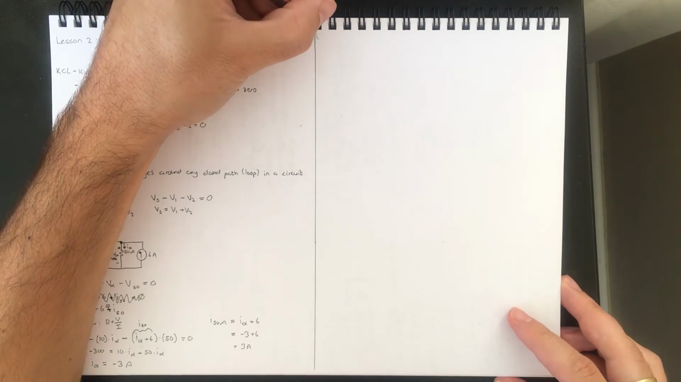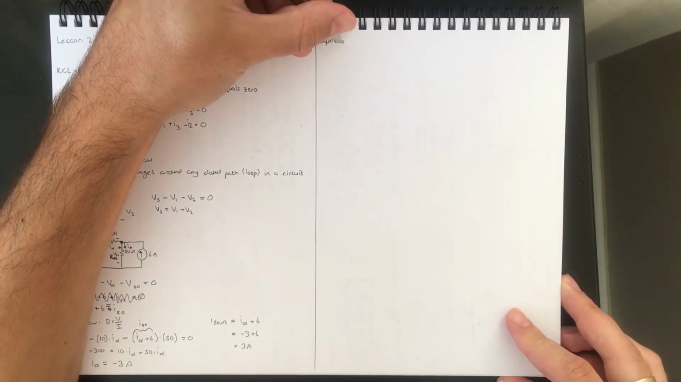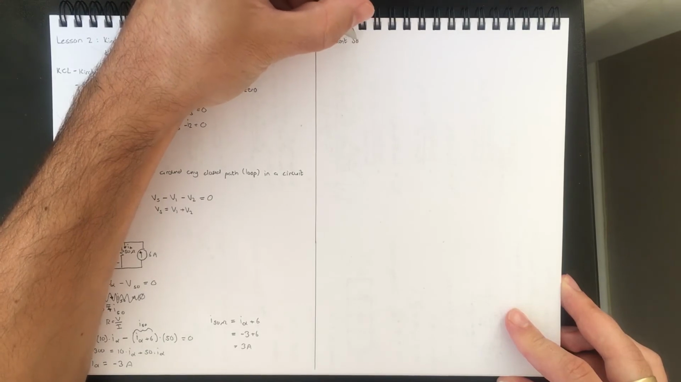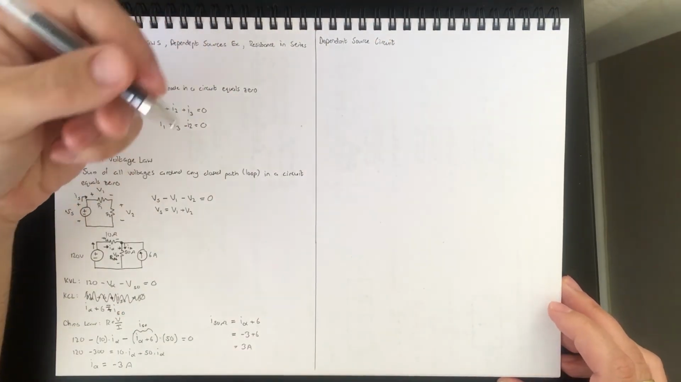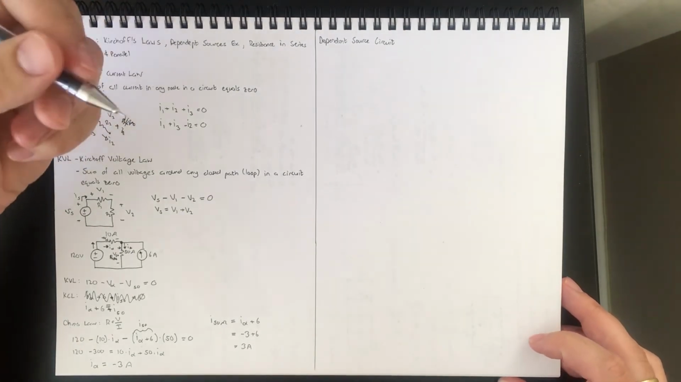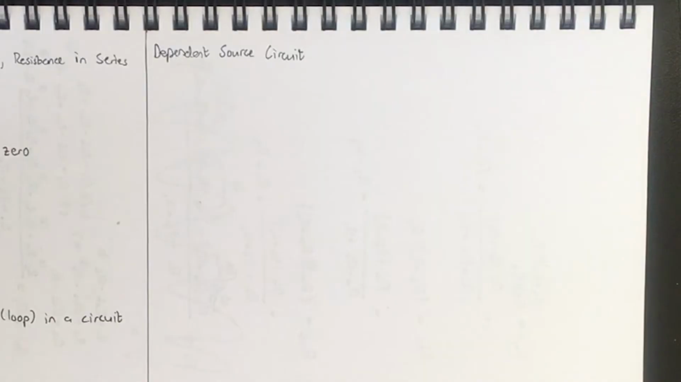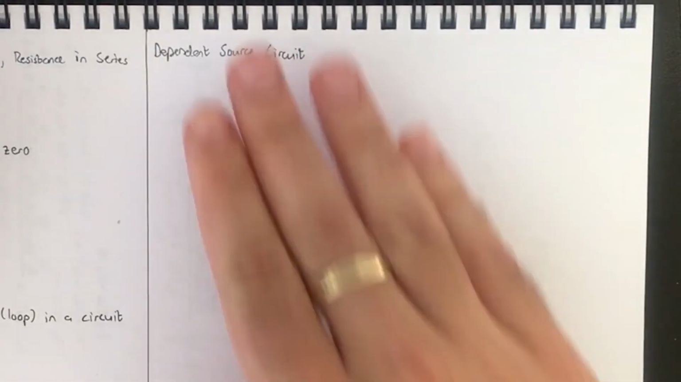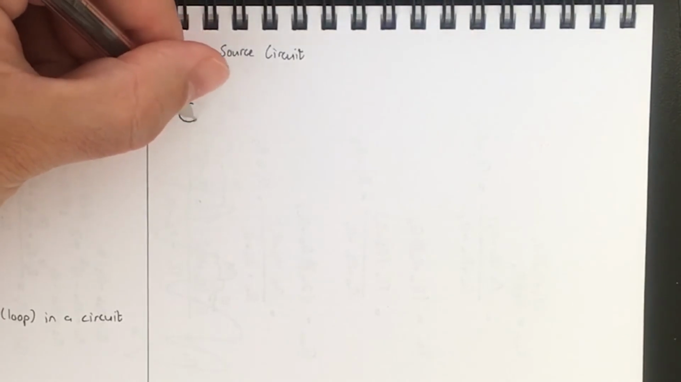Okay, now we are going to do a dependent source example. Dependent sources initially seem quite tricky, but however, like I said earlier, if you apply the basic concepts and equations, they seem to sort themselves out. So let's utilize this circuit example.